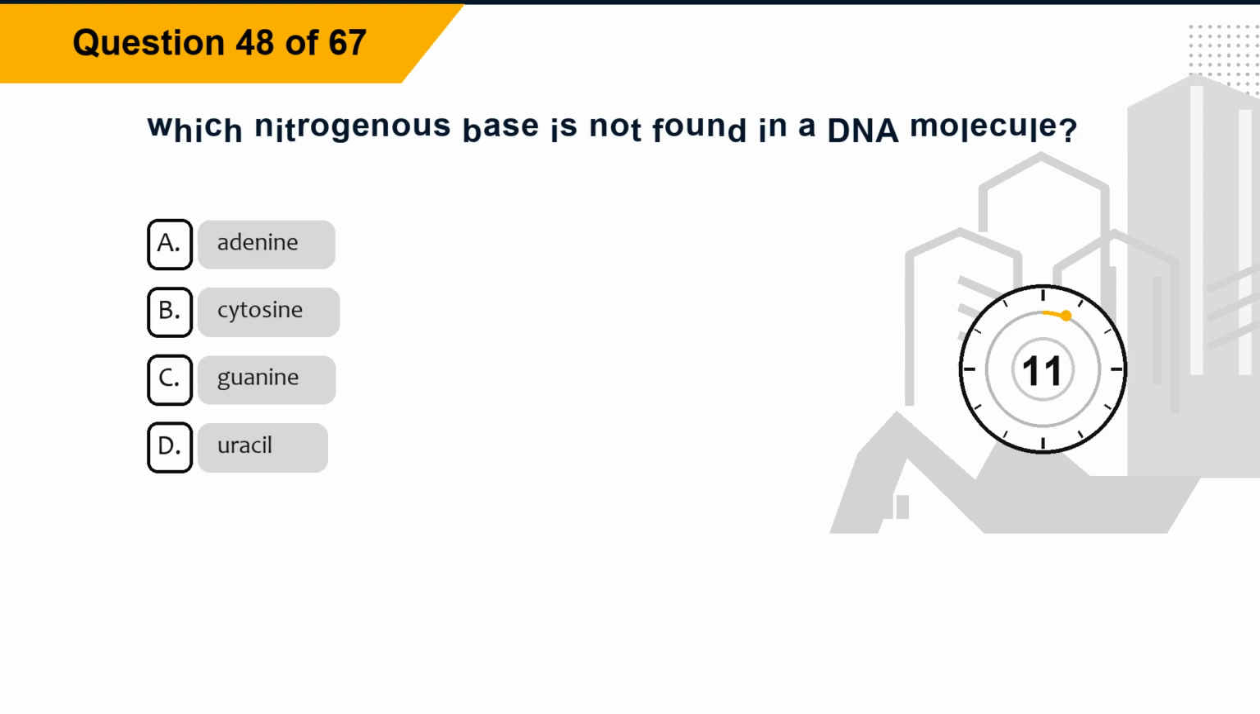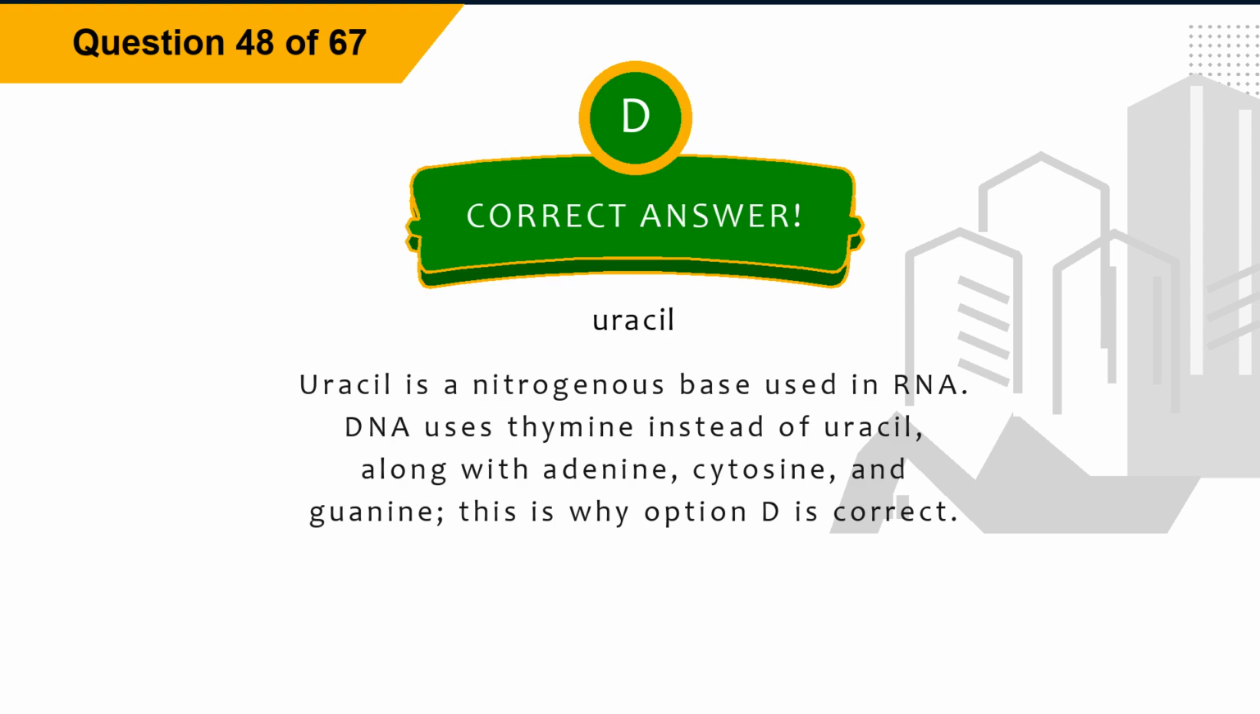Question 48. Which nitrogenous base is not found in a DNA molecule? Option A, adenine. Option B, cytosine. Option C, guanine. Option D, uracil. The correct answer is option D, uracil. Explanation. Uracil is a nitrogenous base used in RNA. DNA uses thymine instead of uracil, along with adenine, cytosine, and guanine. This is why option D is correct.